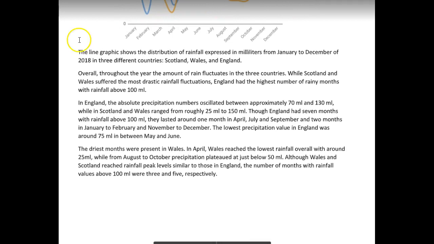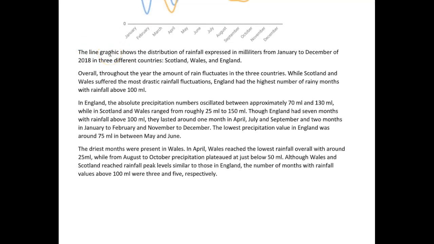The line graph shows the distribution of rainfall expressed in milliliters from January to December of 2018 in three different countries, Scotland, Wales, and England. Overall, throughout the year, the amount of rain fluctuated, past tense, in the three countries. While Scotland and Wales suffered the most drastic rainfall fluctuations, England had the highest number of rainy months with rainfall above 100 ml. Lovely, very good.